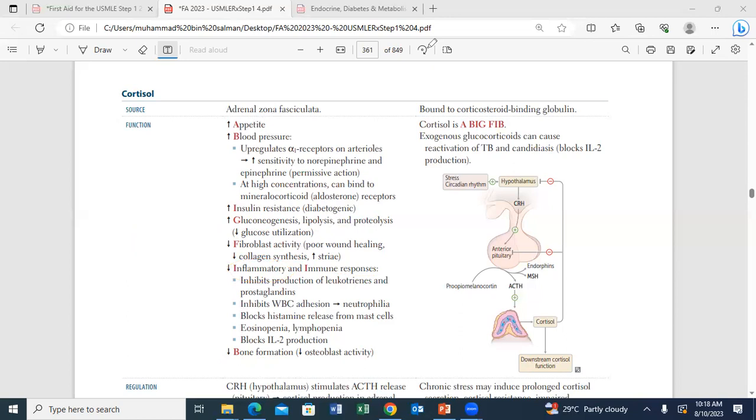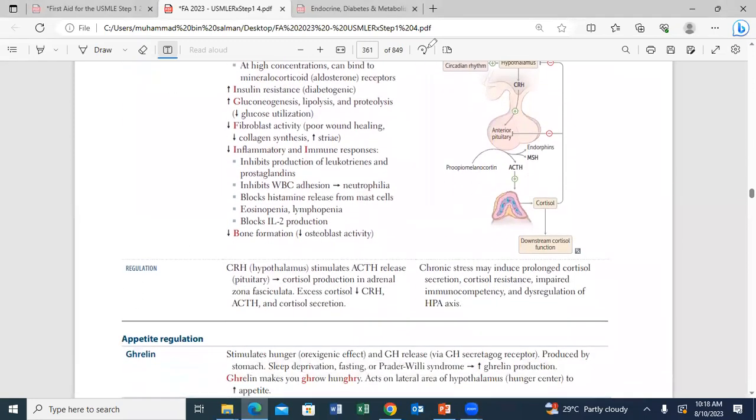And how is it decreasing the inflammatory response? By inhibiting WBC adhesion, by inhibiting the production of leukotrienes, by inhibiting eosinophils, causing lymphopenia, and these kinds of things. It also blocks interleukin 2 production. Now these are the things which you have to cram, or you can have a look at them so that they may come into your mind when you're solving the MCQs, but they are not very, very high yield.